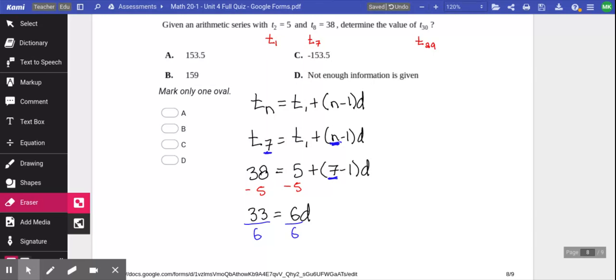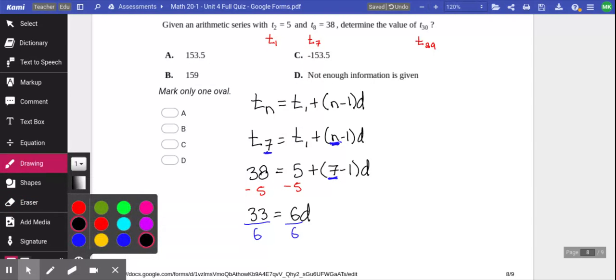When I divide both sides by 6, I get 5.5 is my difference. Now that I know my D value, I could find any term I want.